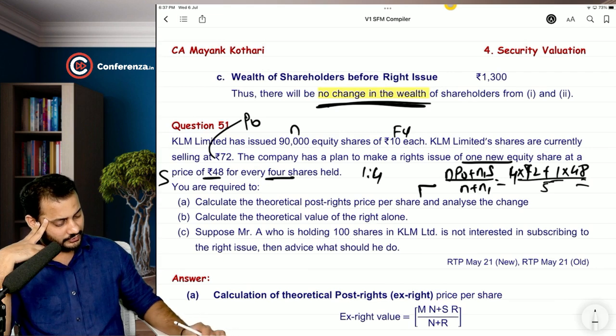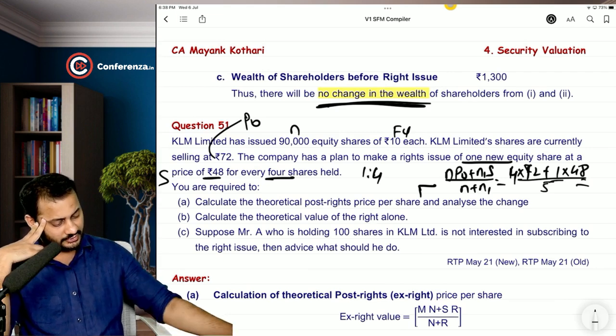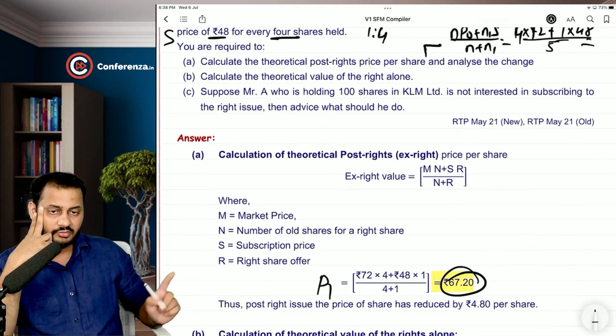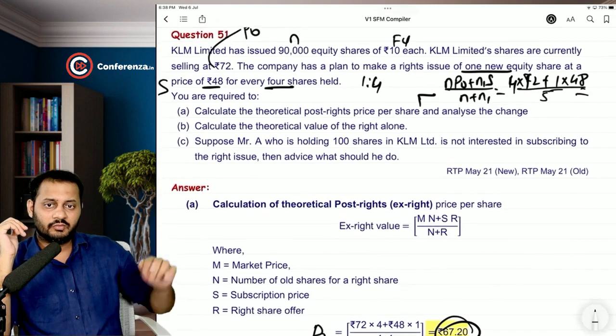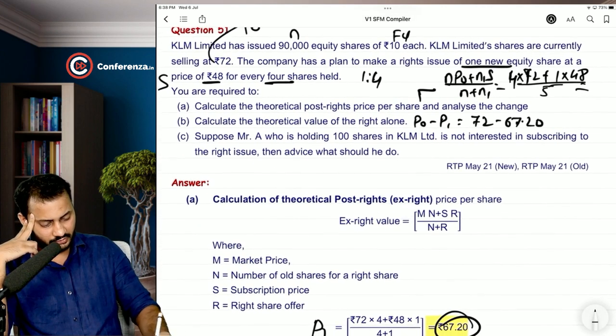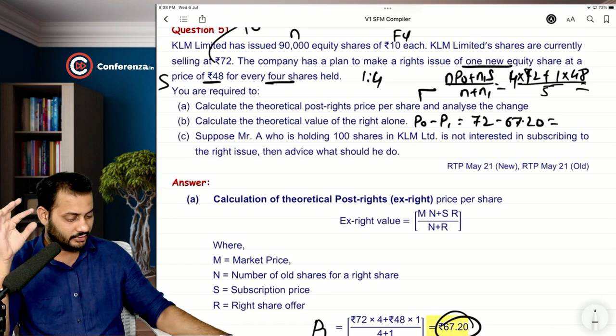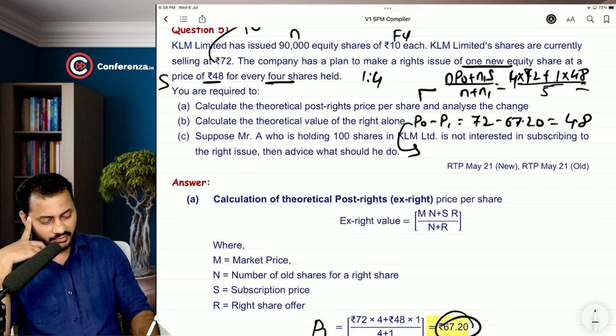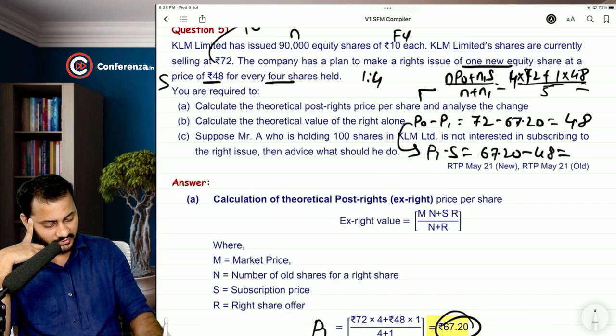72 into 4 plus 48 divided by 5. So 67.2. Let me just check. 67.2 is your P1. Write it down. P1, 67.2. What is the theoretical value of the rights alone? If you want to do it, it's P0 minus P1. That's 72 minus 67.20 per share. But this is going to be per share. 72 minus 67.2 is 4.8 per share. Another way is simple. Simply you can do it like this. P1 minus subscription price. So 67.20 minus subscription price 48.